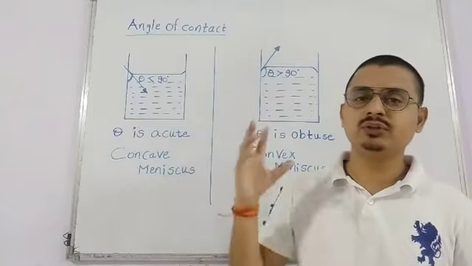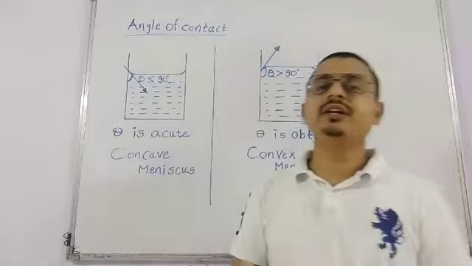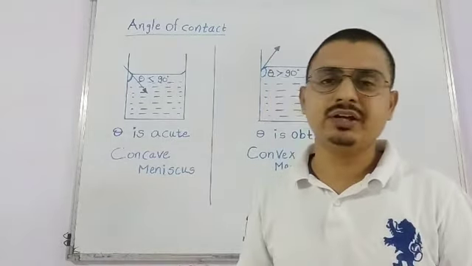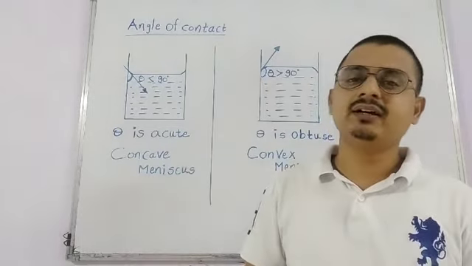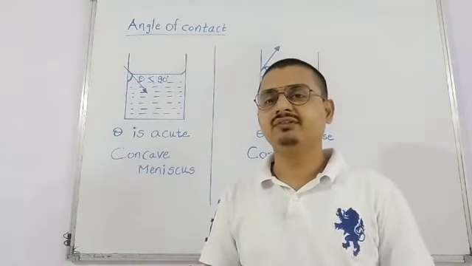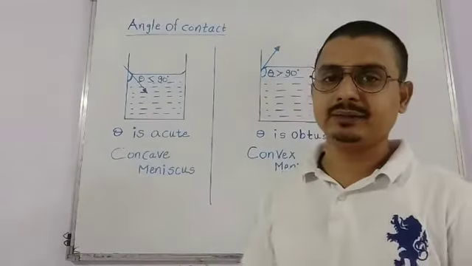So we just move on to the next topic, that is angle of contact. Whenever we keep a certain volume of liquid in a container, we see that a particular shape is formed between the liquid surface and the solid surface, that is the solid container.